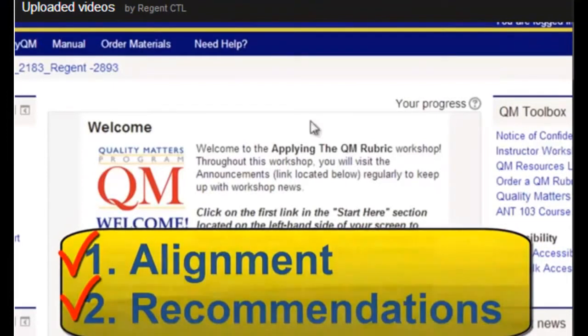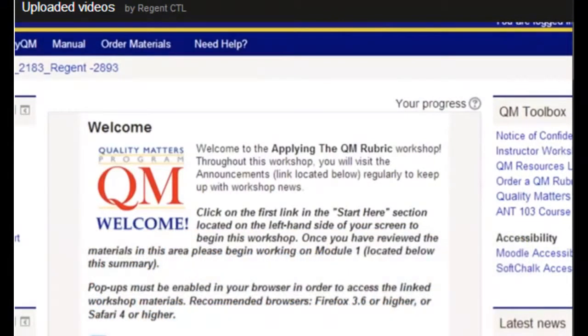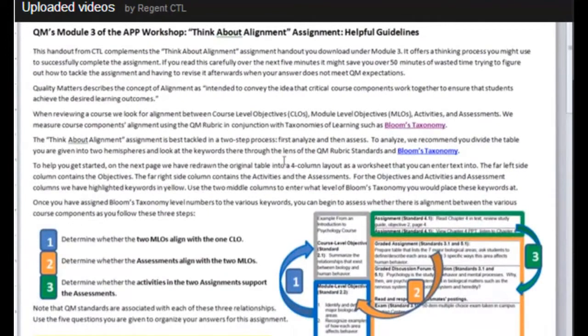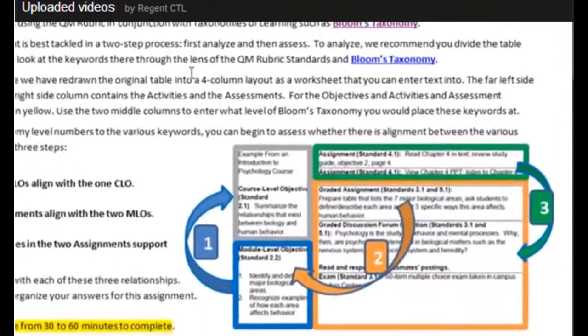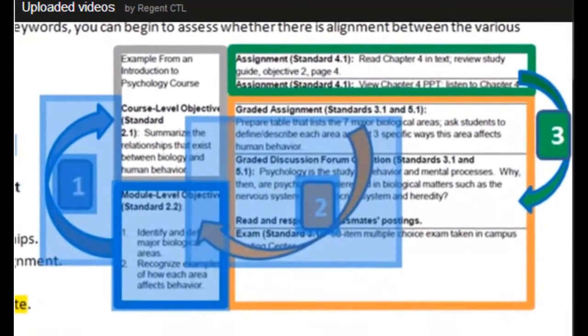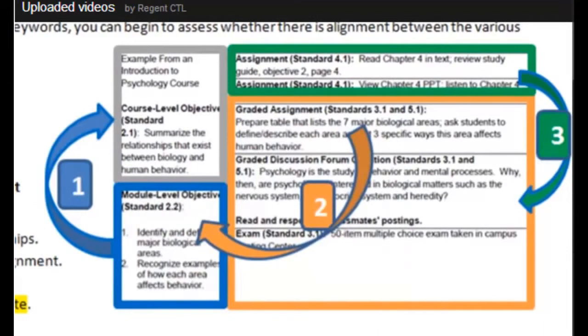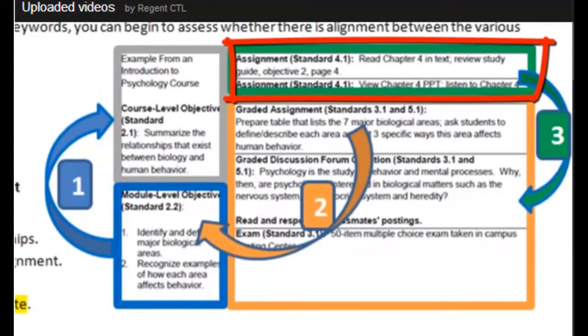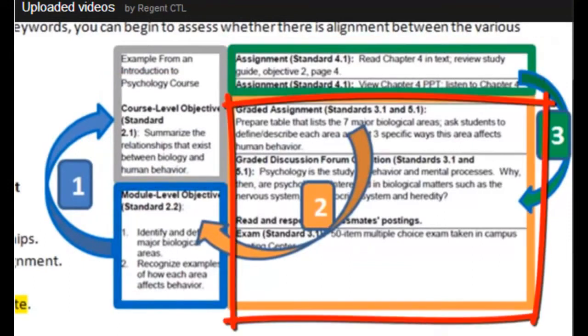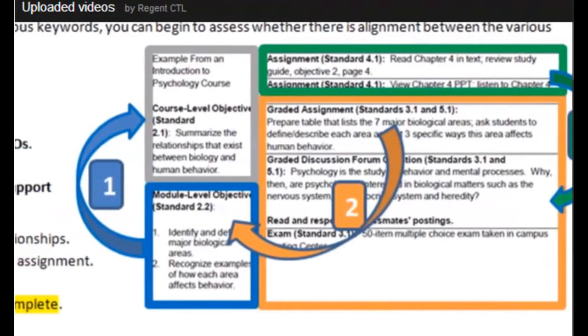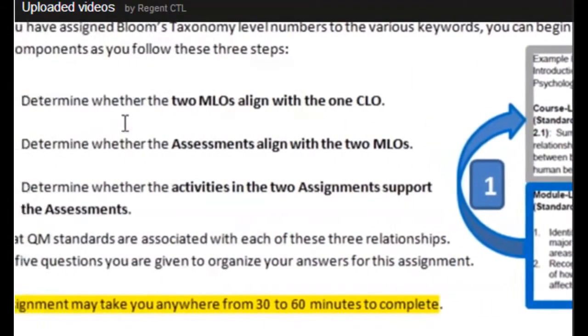For the alignment part of the workshop, we have put together a handout, and this handout should help you work through Module 3 of the workshop, which asks you to think about alignment. It can be intimidating when you're thinking, how do I know if my course is aligned? The concept itself is asking whether all the course components, course level objective, the module level objectives, the activities you're asking your students to go through, and the assessments you will give them, whether they are all in alignment with each other. We follow 3 steps to do that.